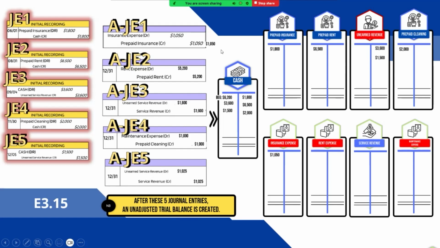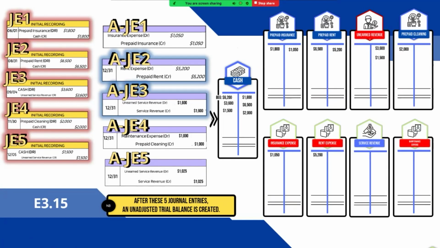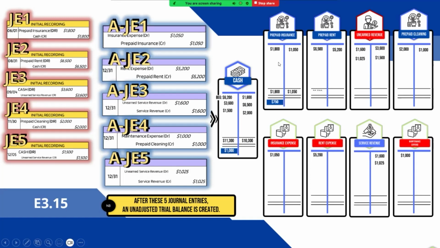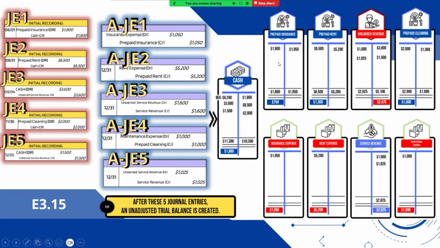Debit insurance expense, credit prepaid insurance of 1,050. Debit rent expense of 5,200, credit prepaid rent of 5,200. Debit unearned service revenue, credit service revenue of 1,600. Debit maintenance expense, credit prepaid cleaning of 1,000. And finally, debit unearned service revenue, credit service revenue of 1,025. And here, you will now have your updated balances for each of the accounts, and this would be the basis of your trial balance.